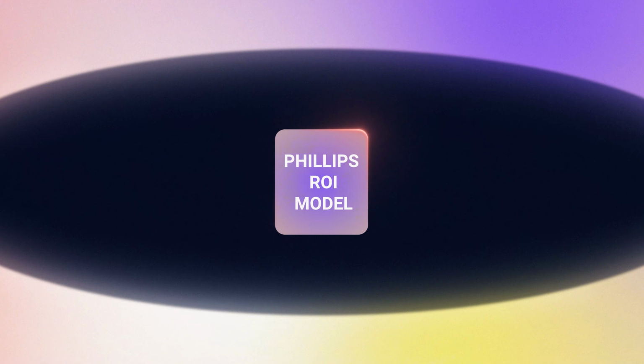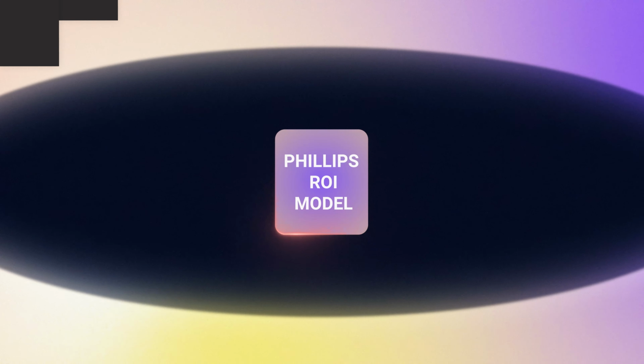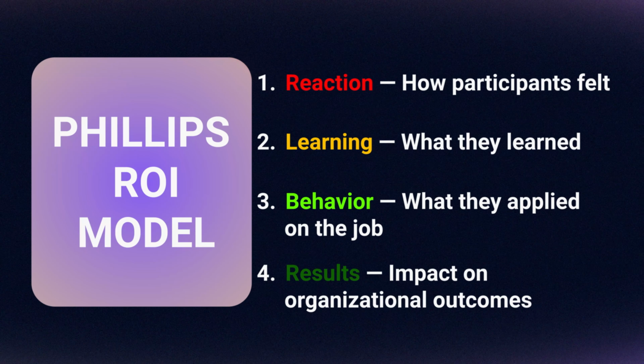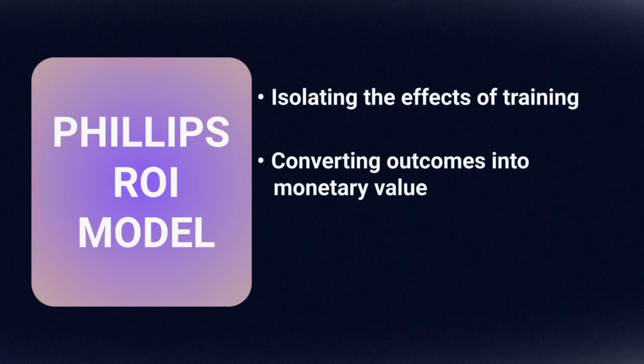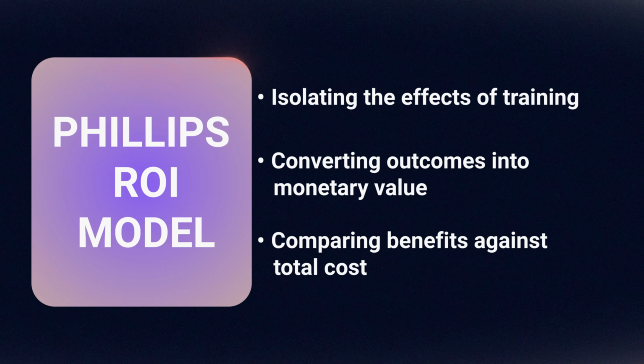The Phillips ROI model. It was developed by Jack Phillips. It extends on Kirkpatrick by adding a 5th level, which is return on investment, or ROI. It focuses on isolating the effects of the training, converting the outcome into monetary value, and comparing benefits against total cost. Phillips was explicit that ROI should be used selectively and not universally.